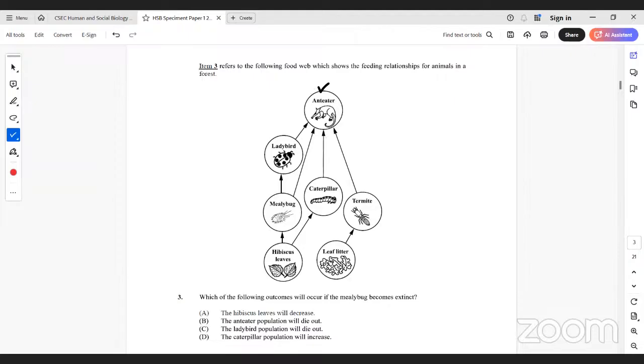Item 3 refers to the following food web, which shows the feeding relationship for animals in a forest. Which of the following outcomes will occur if the mealybug becomes extinct? So if the mealybug becomes extinct, we cross out the mealybug here. It's not alive. It's removed from the food web. What happens? And we have these answers here.